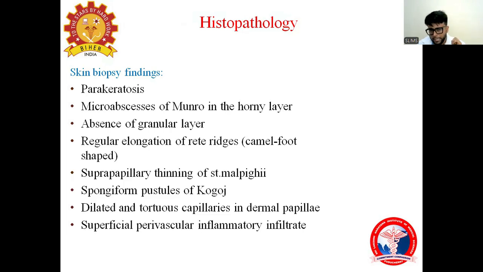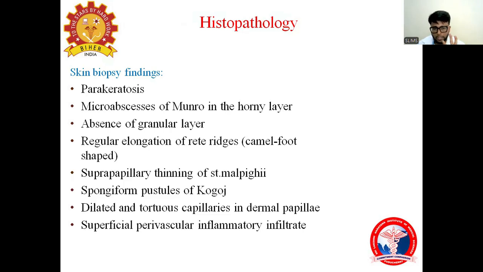Rete ridges are nothing but the invasion of epidermis into dermis. That is called rete ridges. They will be elongated, and there will be suprapapillary thinning, and spongiform pustule formation. It's nothing but a collection of neutrophils in the stratum spinosum layer, and there will be dilated arterial blood vessels in the dermal papillae.